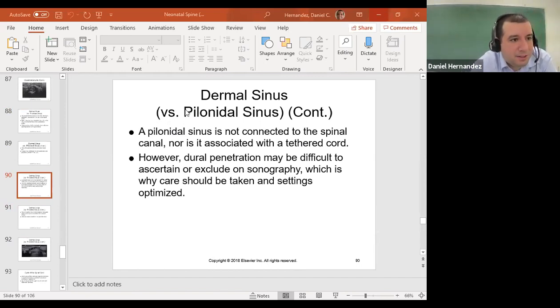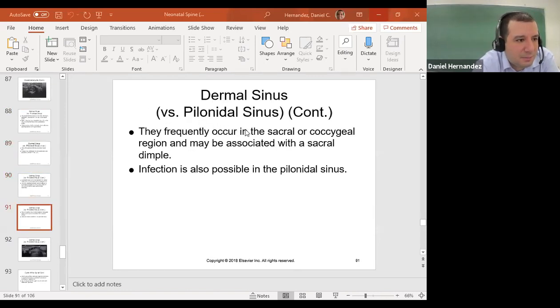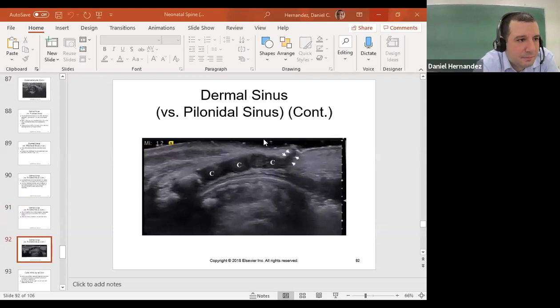A pilonidal sinus is not connected to the spinal canal, nor is it associated with a tethered cord. So you have to understand that differentiation. So this is going to be your dermal sinus over here, where these arrows are pointing, off the base of the coccyx.